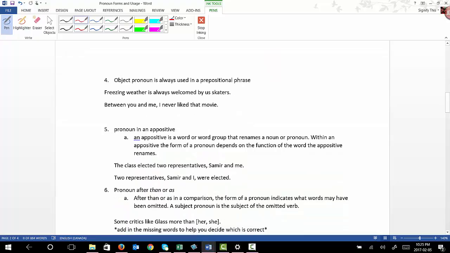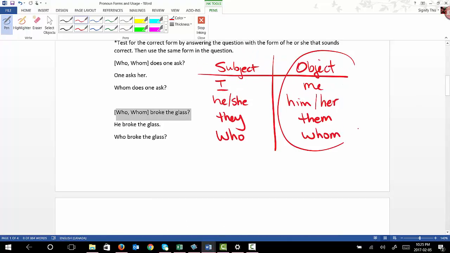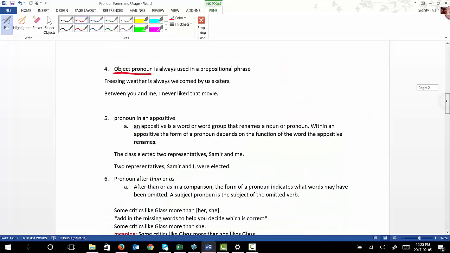And then the object pronoun is always used in a prepositional phrase. The object pronoun always gets used in a prepositional phrase. So here we have freezing weather. Freezing weather is always welcomed by us skaters.